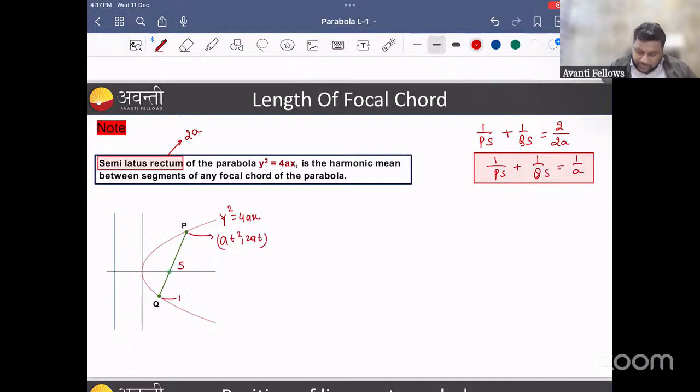Then this point Q will be a by t square, minus 2a upon t. Now tell me this PS. PS is equal to PM. Now this is a, this is at squared. So PS is a plus at squared. Got it? Now what is QS? QS is this length. So QS is a plus a upon t square.